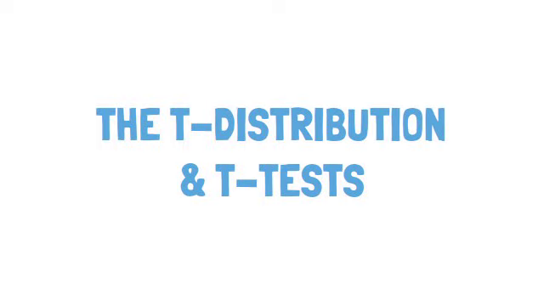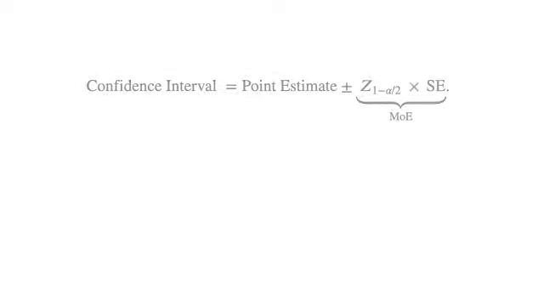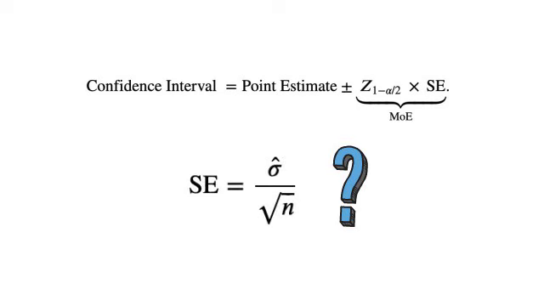In this video, I'll introduce the t-distribution and t-tests. Recall that the central limit theorem-based confidence interval can be defined as a point estimate plus or minus a critical value from the standard normal distribution times the standard error. In continuous cases, one can invoke the CLT when we know the real population standard deviation, sigma. This is unrealistic as we almost never know the population standard deviation in practice.